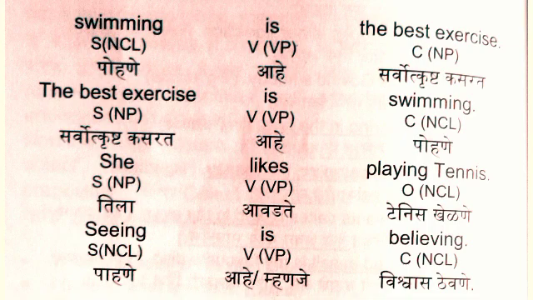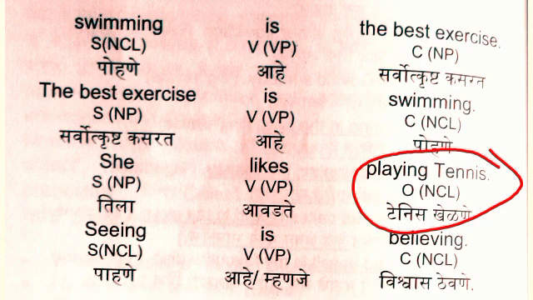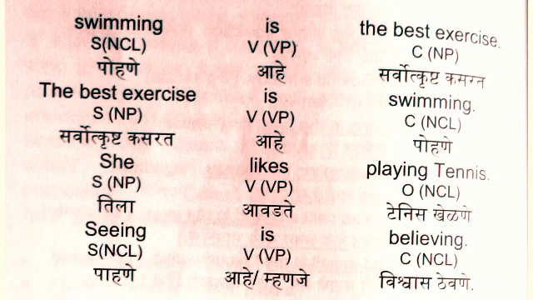Look at the next sentence: she likes playing tennis. In the sentence, she is the subject, a pronoun in fact. Likes is the verb, and playing tennis is actually an object. And if you look at this object part, you will understand that this is a non-finite nominal present participle clause because it is introduced with the help of a present participle, playing.